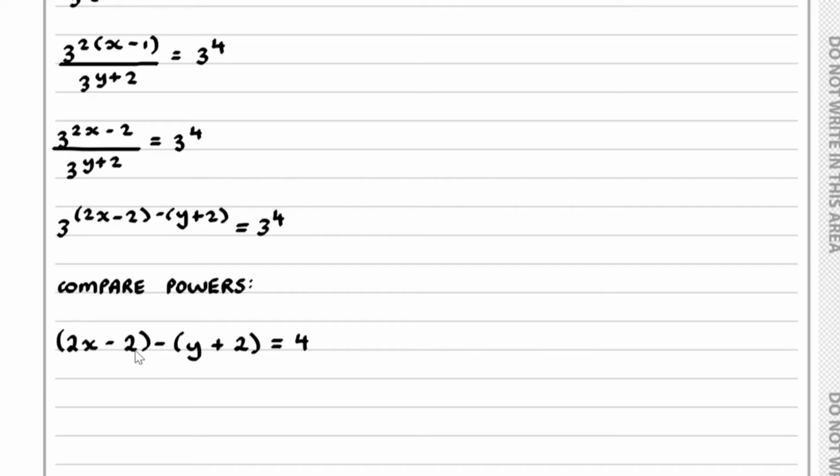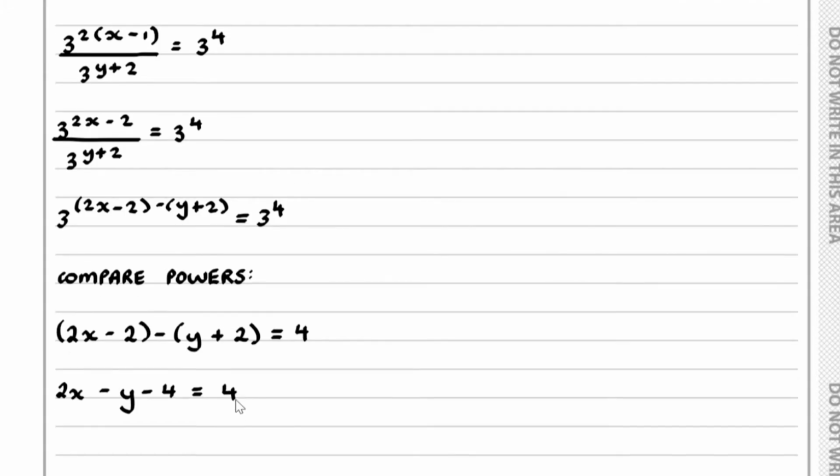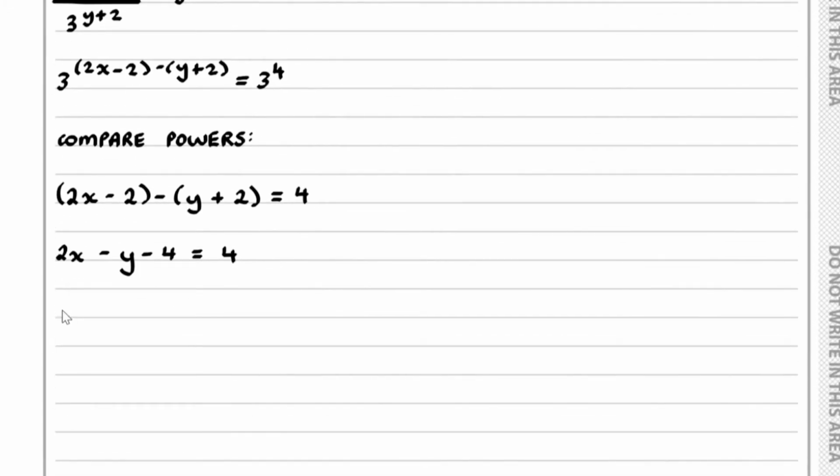Let's rearrange so we have y in terms of x. We have 2x minus y, and then we have minus 2 minus another 2, so that's minus 4, and this is equal to 4. If we add 4 to both sides, we have 2x minus y equals 8, and so therefore y is equal to 2x minus 8. We have expressed y in terms of x.